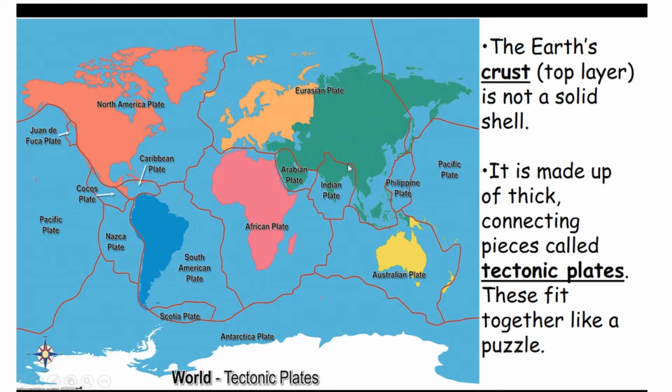And that's why they have the very, very high mountains there. In fact, the Himalayas are still growing a little bit every year. Now, the tectonic plates fit together a bit like a puzzle. So if you think back to the egg, the surface of the egg, it's a bit like that.